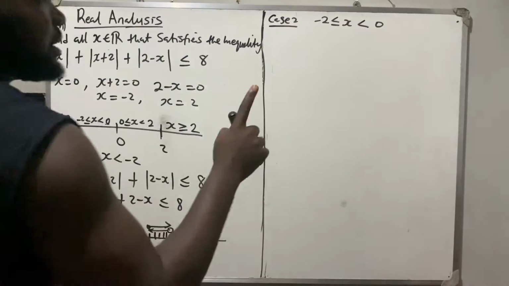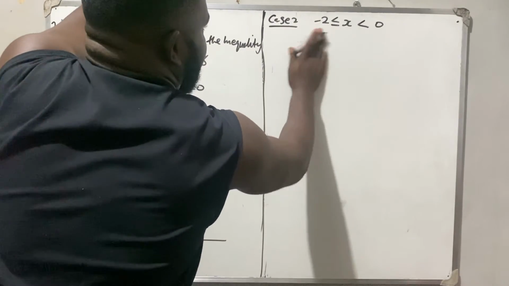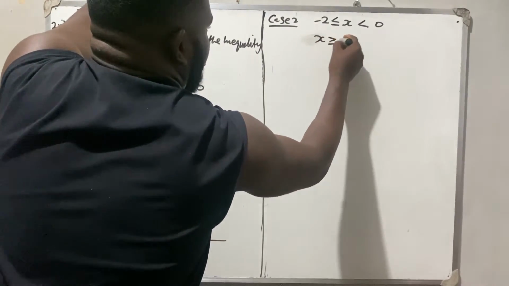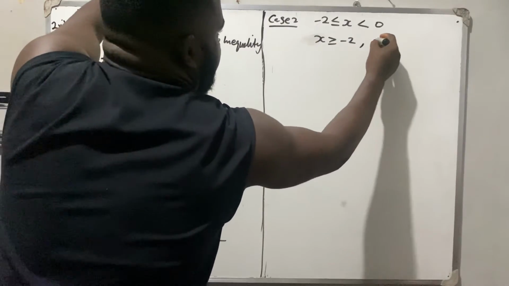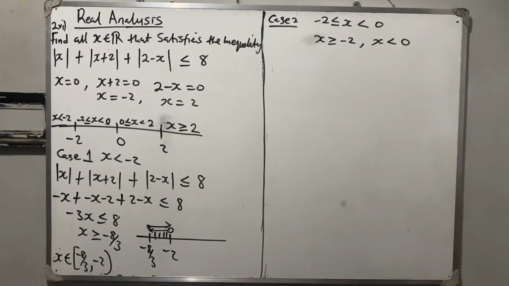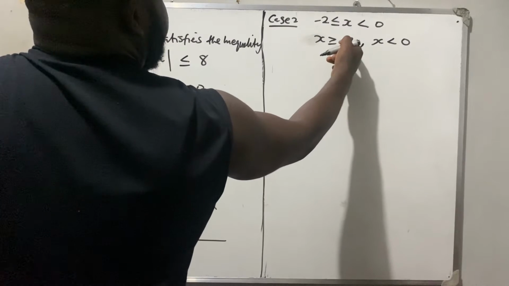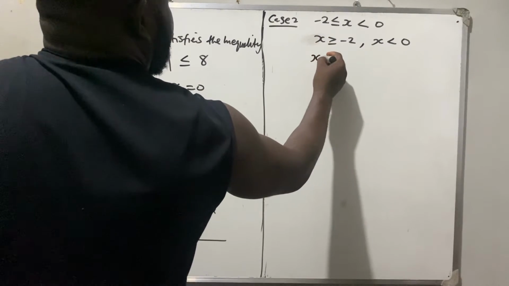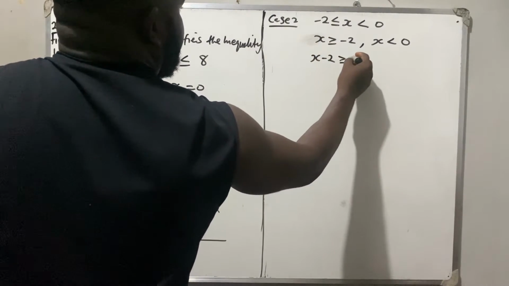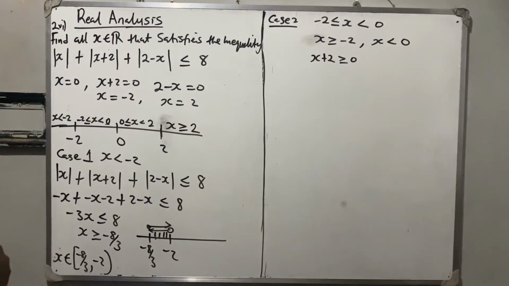In this case, always separate it. If you separate it, you are going to have that x is greater than or equal to minus 2, and then x is less than 0. Okay, so that is the two of them. If you check this very well, you will see that x plus 2 is positive. So let us now check it.